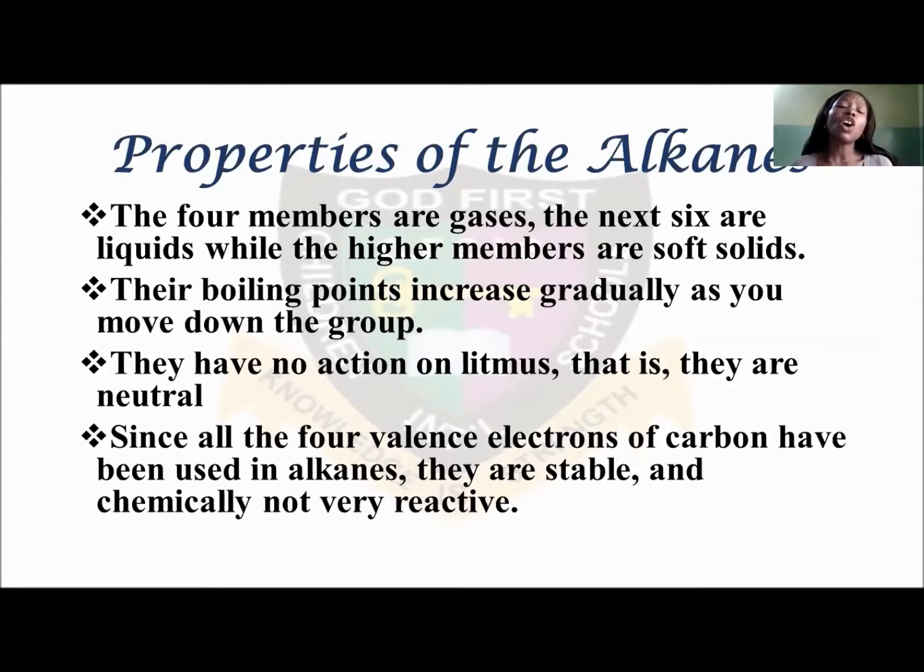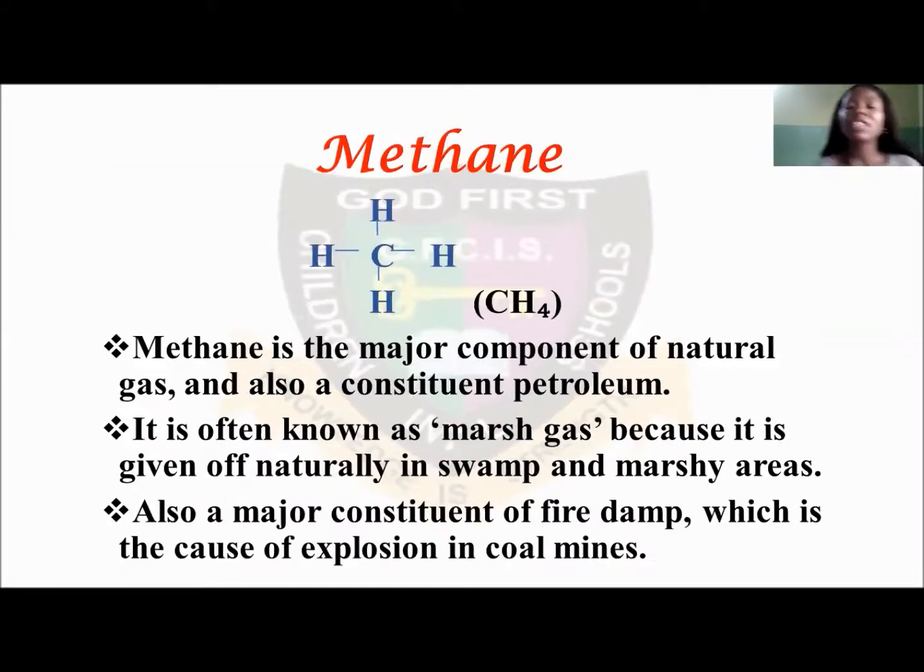Since all the 4 valence electrons of the carbon in the alkanes have been used up, they are very stable compounds. They are chemically not very reactive, because all of them are saturated with single bonds that have been used up. Now, like we said, if you know the characteristics or property of one of the homologous series, you can predict the properties or characteristics of other members.